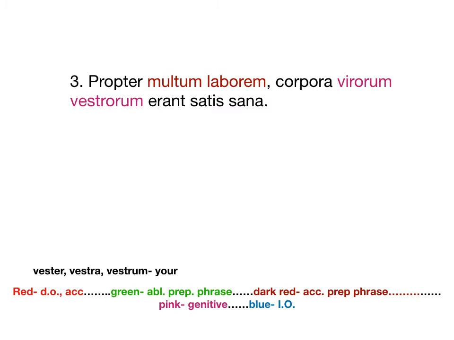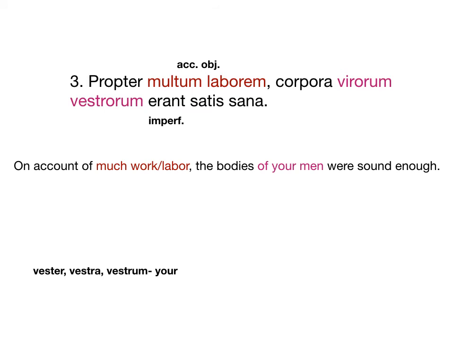So hopefully you got something like because of or on account of much work or much labor. That's that accusative object of propter. The bodies, corpora, it's the bodies, nominative plural, third declension, neuter ending, of your men were sound enough. So errant was imperfect again, so it's were. And then I'm taking sana first, sound enough.